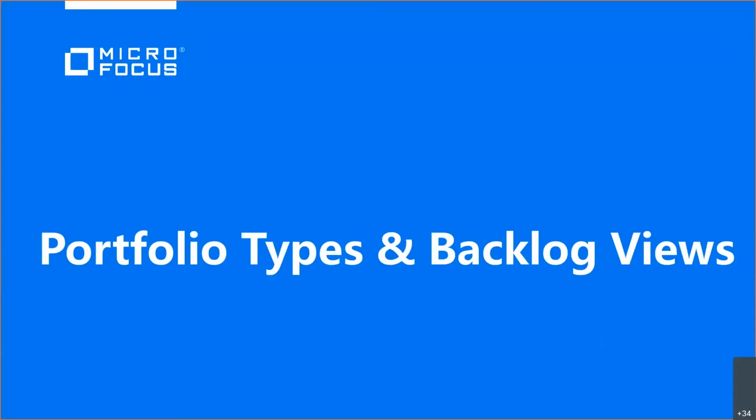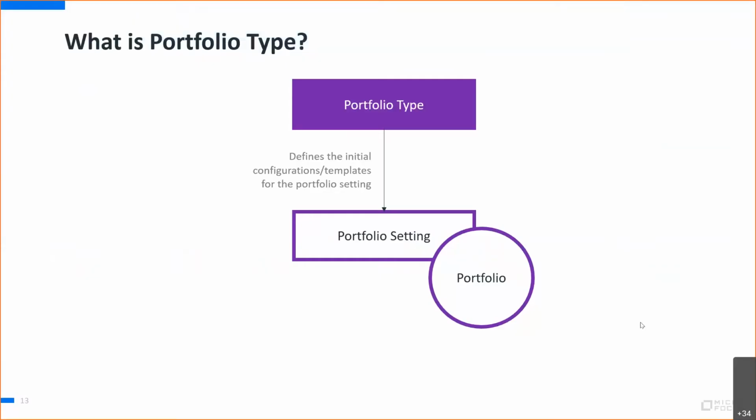Also, depending upon each type of portfolio, portfolio managers need options to look at the data using different perspectives, and hence portfolio backlog views are introduced. So let's look at the portfolio types and how they work. This is very similar to the concept of a project type or program type that you are familiar with. The portfolio admin will define the portfolio types, and there are some initial configurations or templates associated with the portfolio types. When a portfolio is created using this portfolio type, all those settings will be used by the portfolio.